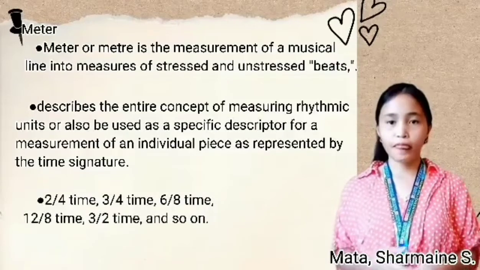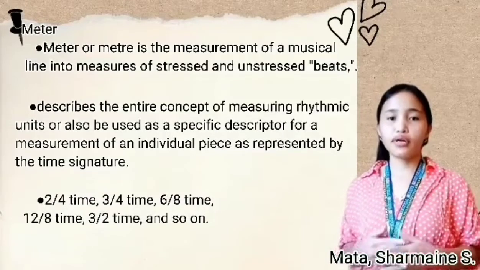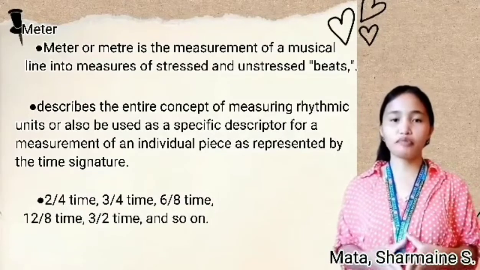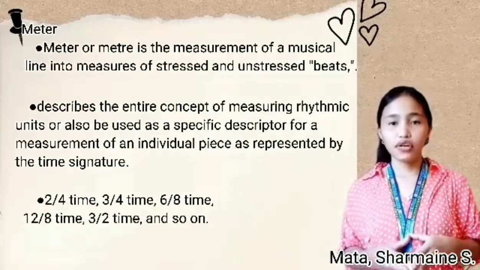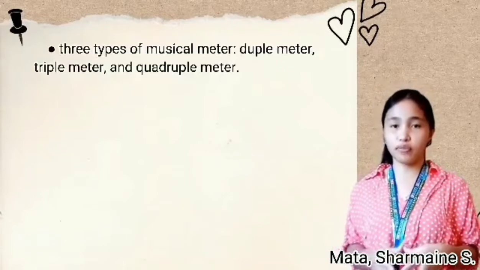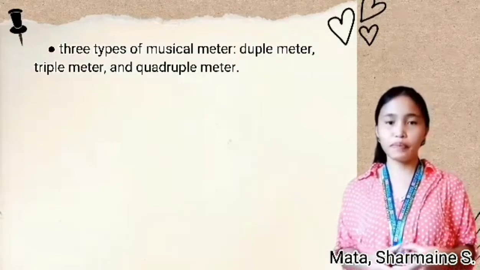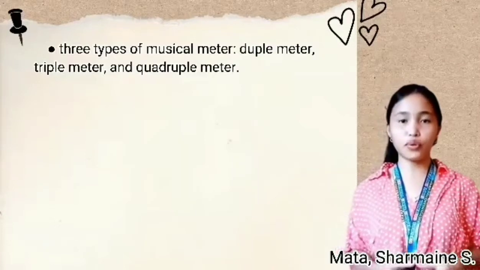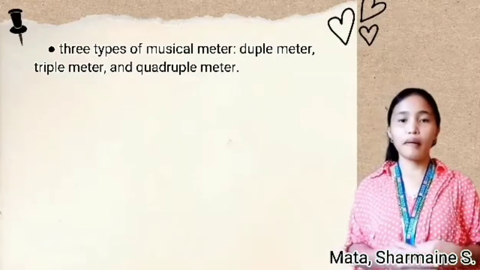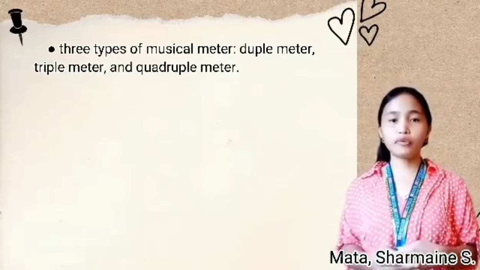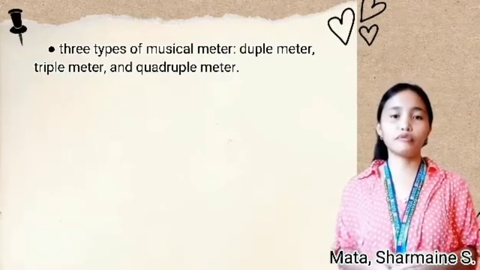For example, 2-4 time, 3-4 time, 6-8 time, 12-8 time, 3-2 time, and so on. Standard Western music theory divides time signatures into three types of musical meter. Double meter, where beats appear in groups of two. Triple meter, where beats appear in groups of 3, and quadruple meter where beats appear in groups of 4.